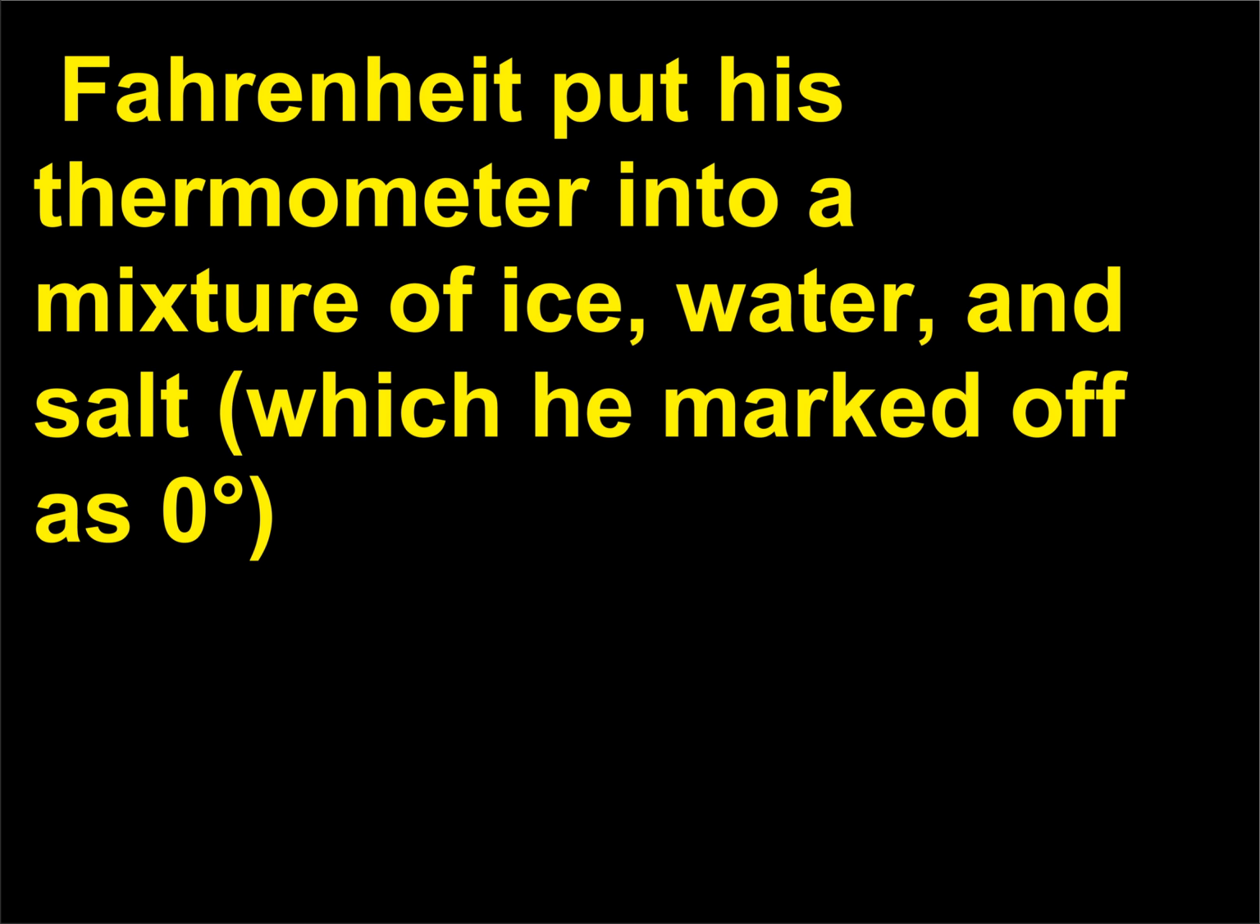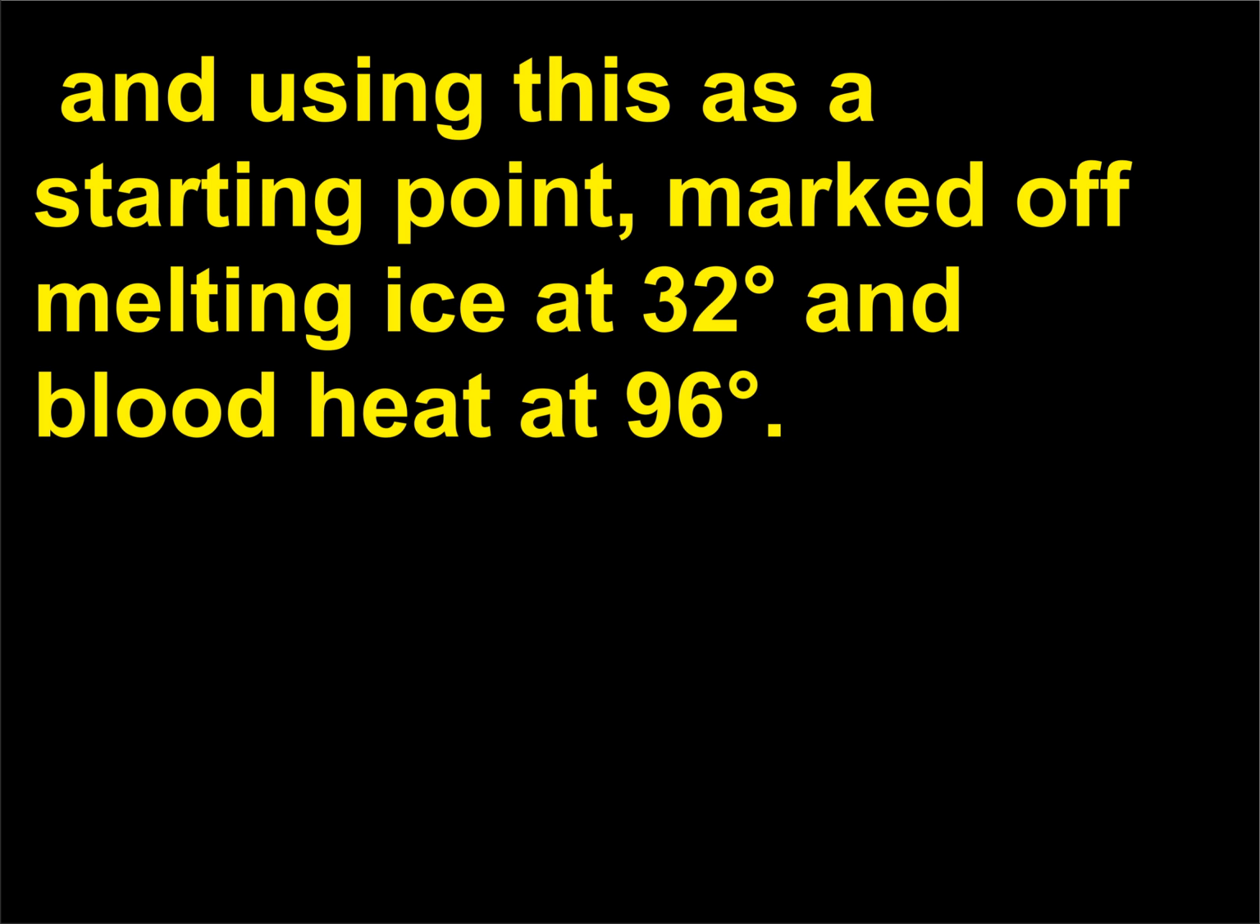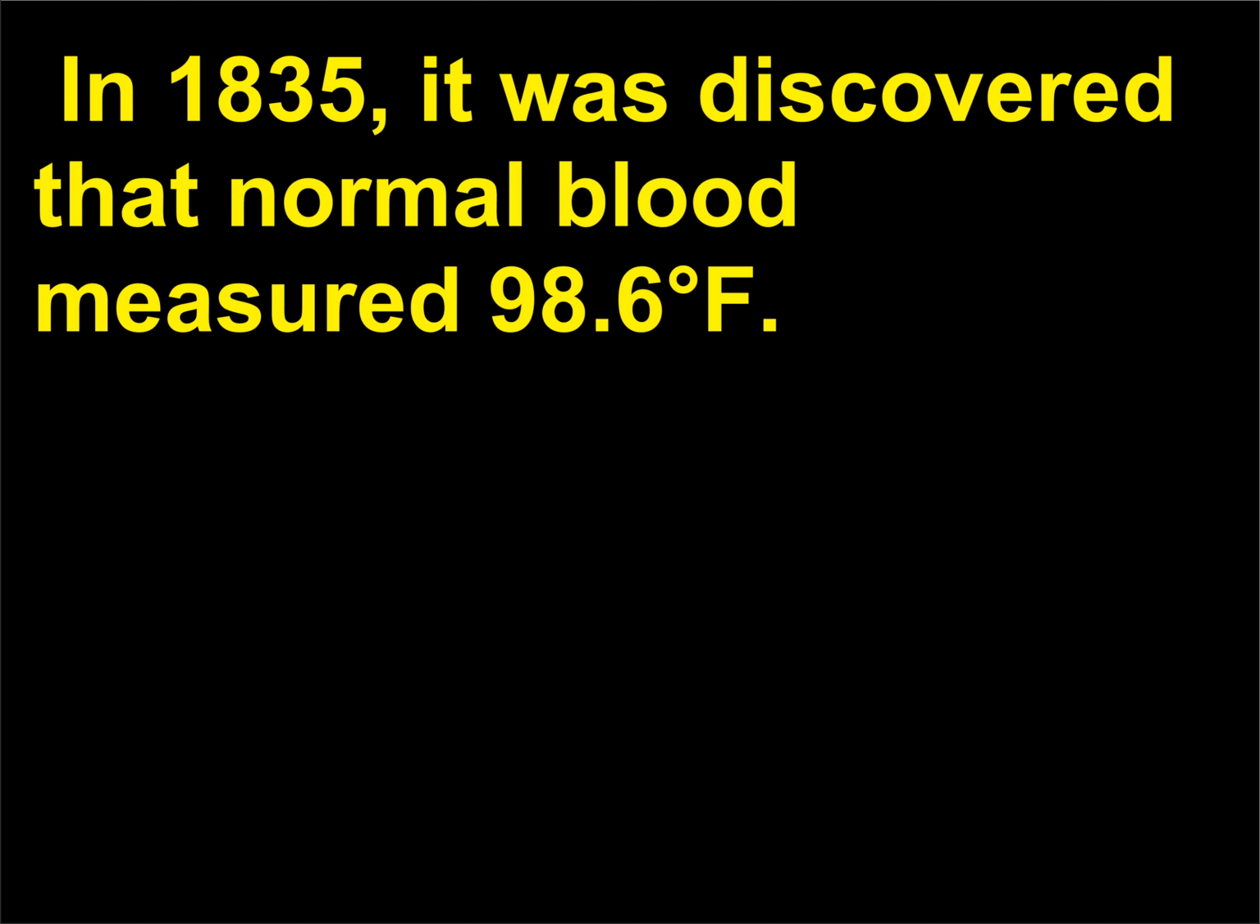Fahrenheit put his thermometer into a mixture of ice, water, and salt, which he marked off as 0 degrees. And using this as a starting point, marked off melting ice at 32 degrees and blood heat at 96 degrees. In 1835, it was discovered that normal blood measured 98.6 degrees Fahrenheit.